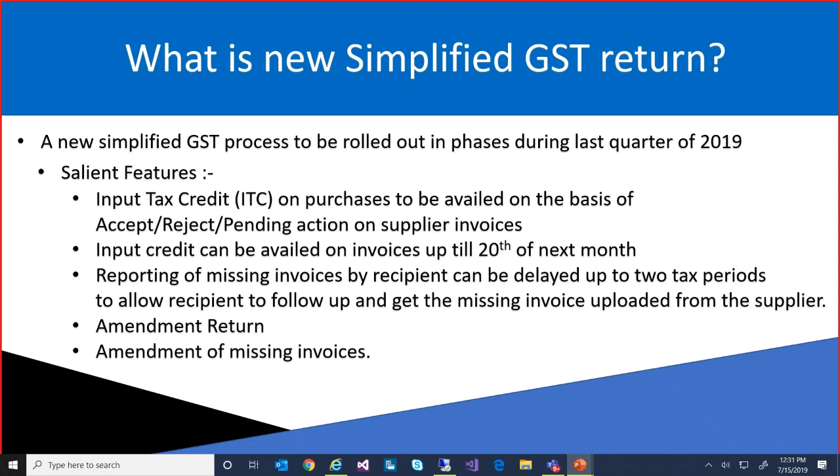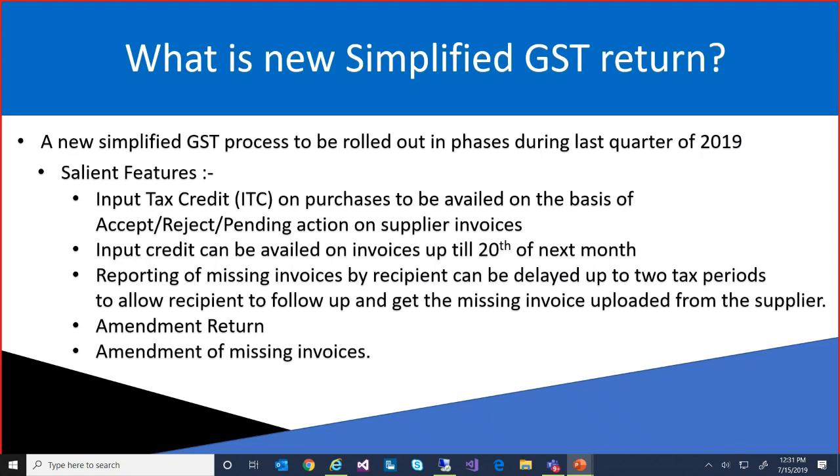a return where Annexure 1 and Annexure 2 are there. Annexure 1 contains all the details of your outward supply. Annexure 2 will contain all the details of inward supply. Some of the salient features of this new process: the input tax credit on purchases and sales can be claimed on the pending action of the supplier. If your supplier uploads all the invoice details, you can accept or reject those details, and based on the accepted and rejected, whatever number of invoices you accepted, your input credit will be determined.